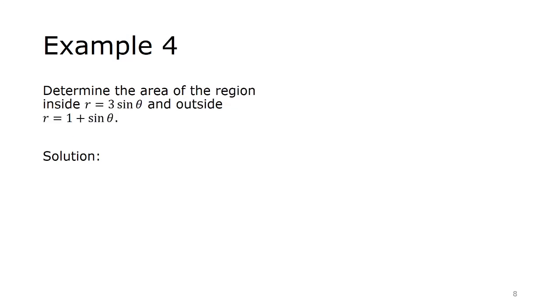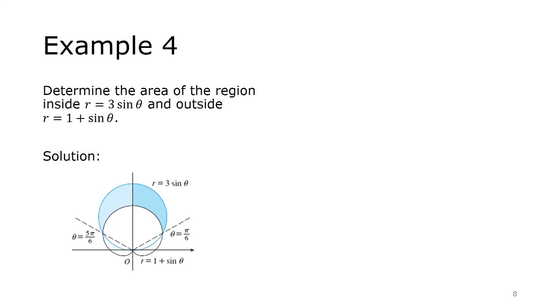Let's try another one. We've got, this time, 2 different curves. We want to know the area that is inside of the region 3 sine theta, which is a circle. And we want to know the area that is not only inside that curve, but outside the curve, the cardioid shape 1 plus sine theta. So again, you should practice sketching those, getting familiar with what those graphs look like, at least a little bit. But this is what we've got.